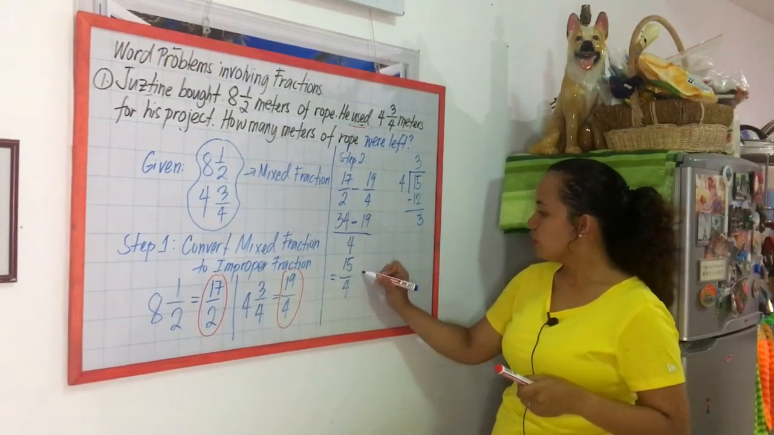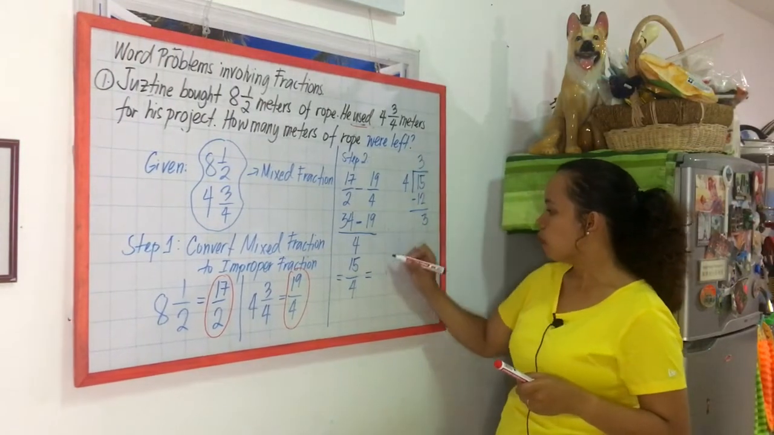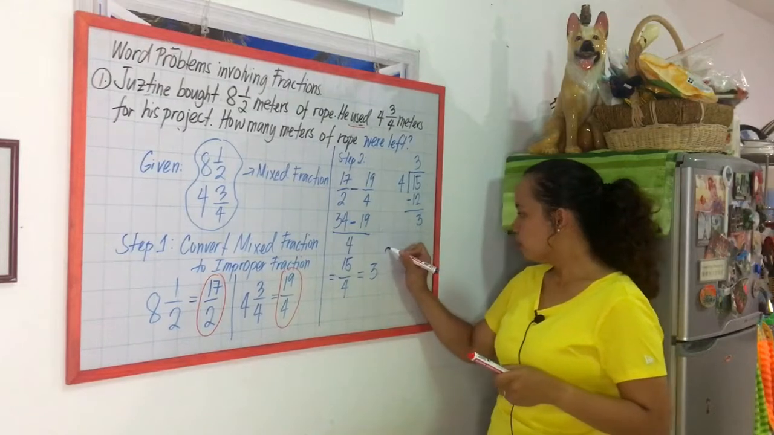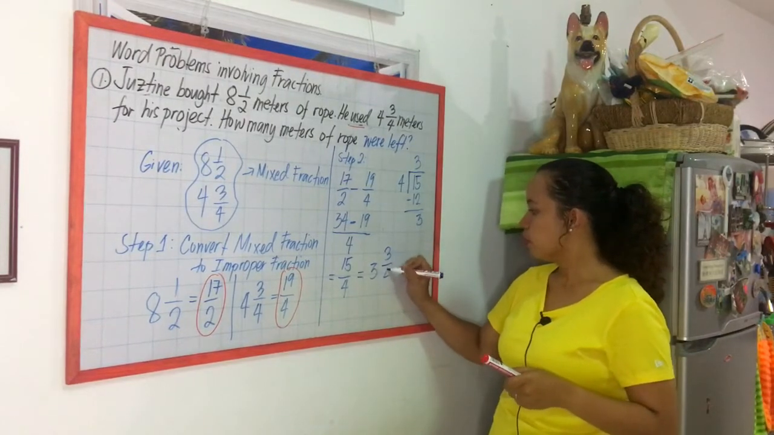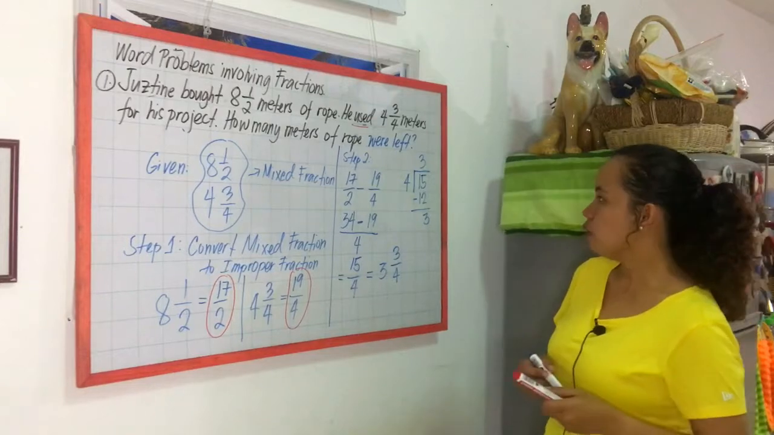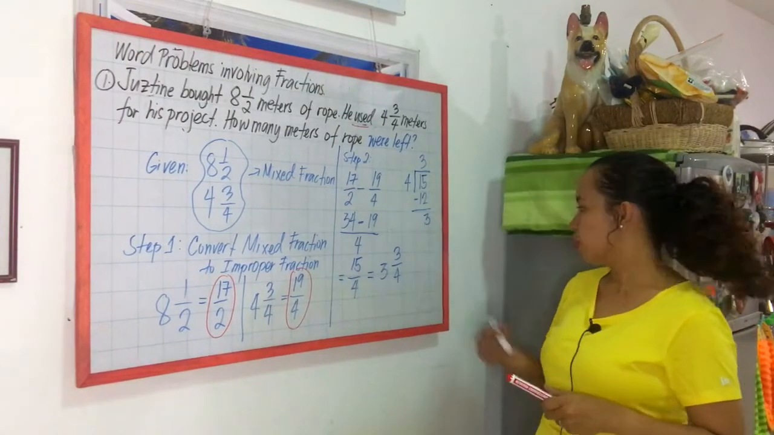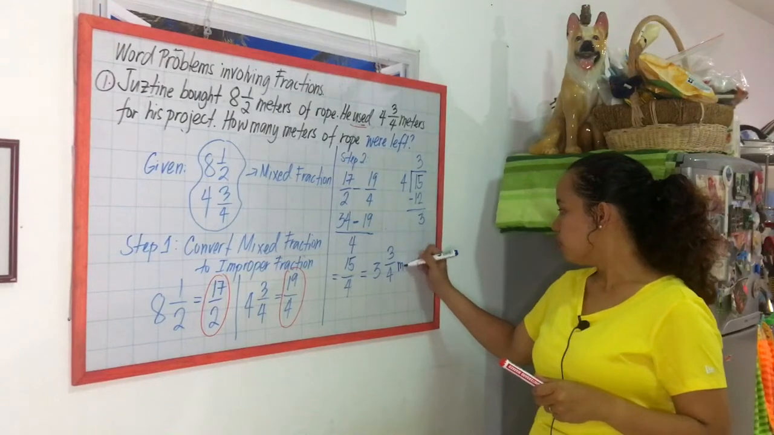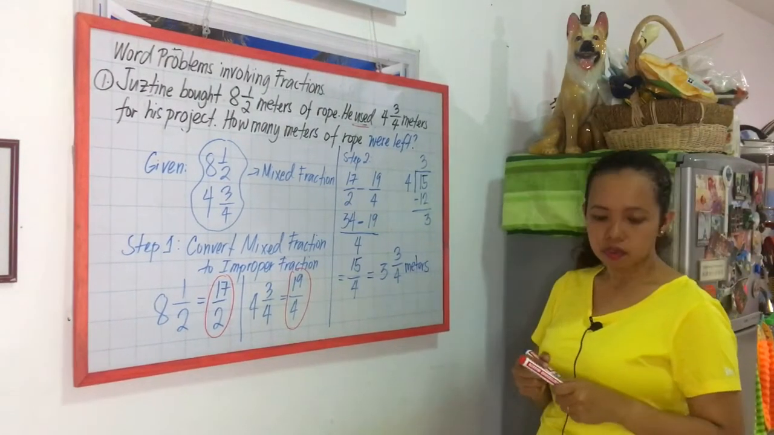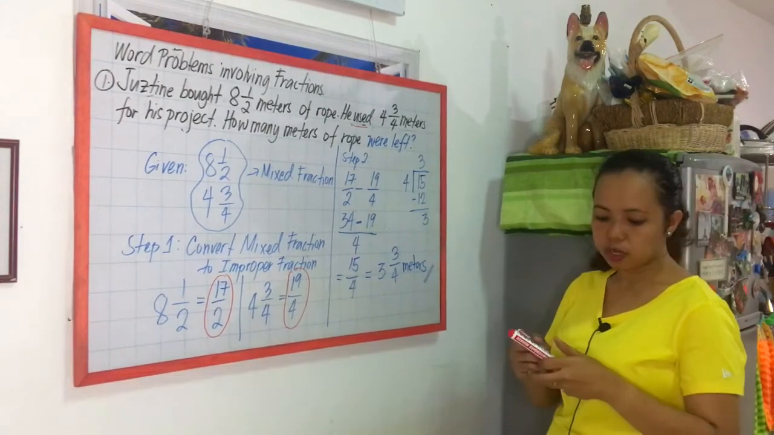To write this down in mixed form, you write down the answer first here on top, 3, then the remainder, 3 over 4. So, the remaining length of the rope is 3 and 3/4. Huwag po natin kalimutan yung unit. It's in meters. So, 3 and 3/4 meters.